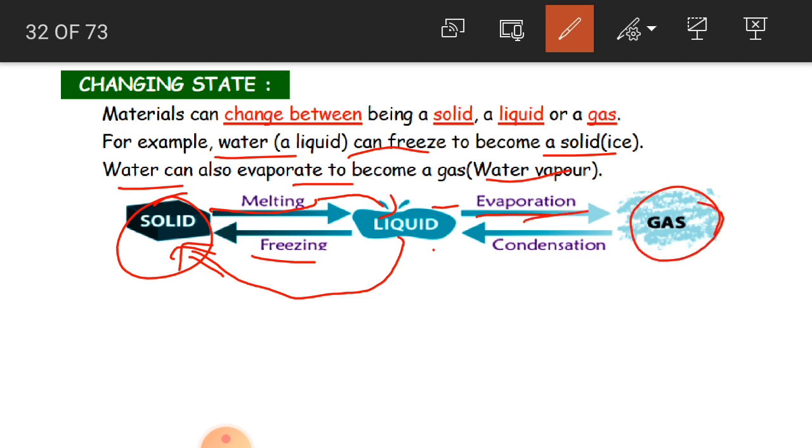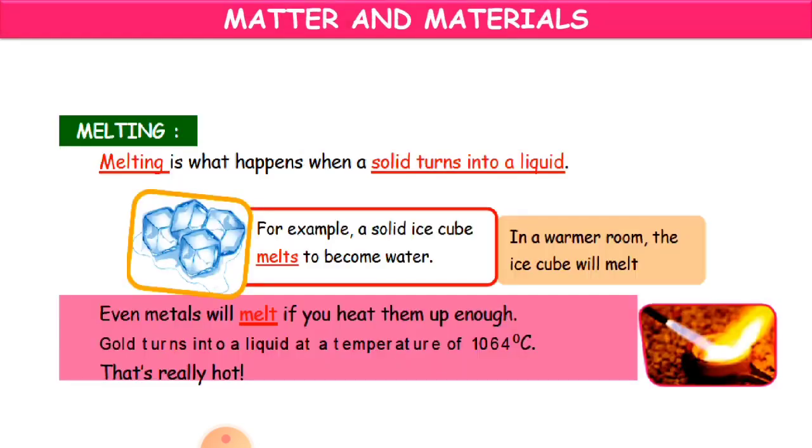Then this gas, when it cools down, is going to become liquid. Clear, children? Yes, a liquid, when heated, becomes a gas as water vapor. Again, this gas, the water vapor, when cooled, becomes liquid again, like water. Clear, children? Yes, this is about changing state.